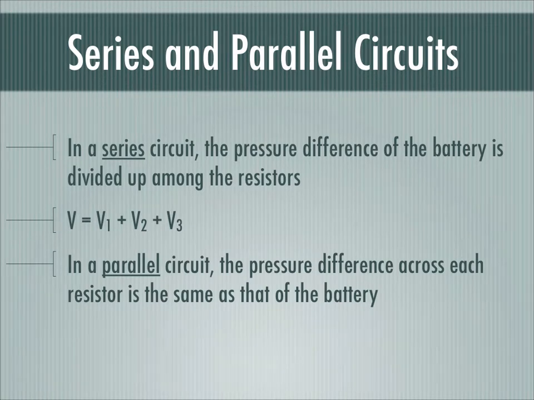Now in the final part of section 4 of activity 6, we want to see what happens to pressures in a parallel circuit, and the basic principle is that in a parallel circuit the pressure difference across each resistor is exactly the same as that of the battery.